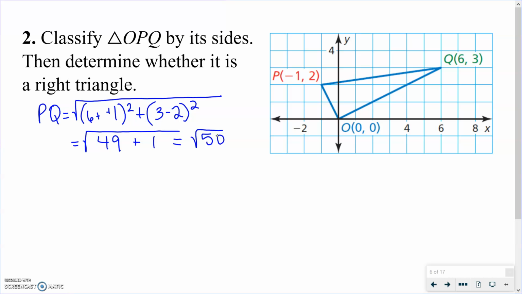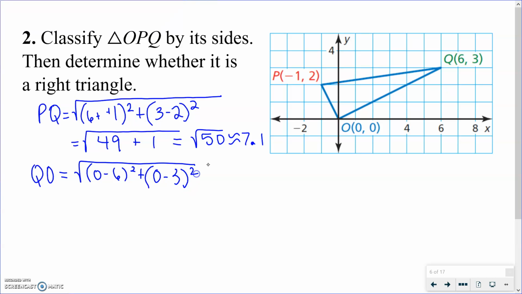And we could simplify that square root, or we could get a decimal approximation. It's approximately 7.1. Okay, now we're going to find the length of QO. So remember, do the distance formula again. So we're going to do 0, take away 6 squared plus 0, take away 3 squared.